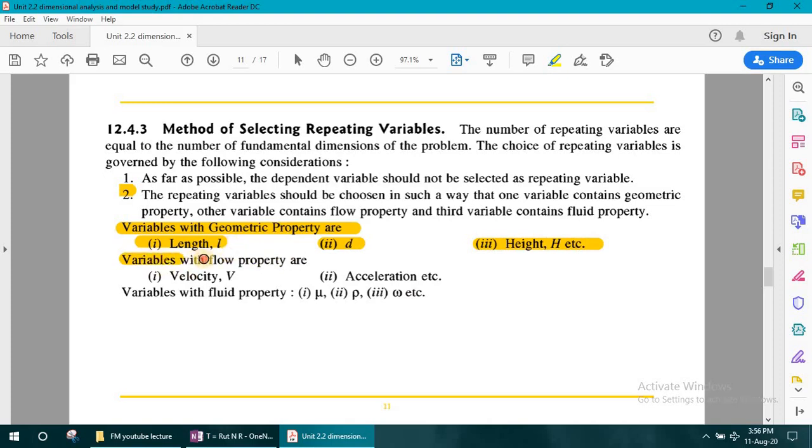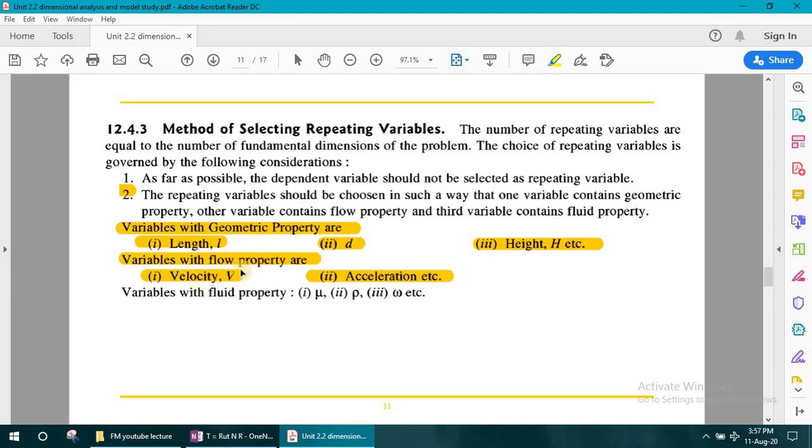The second variable should be a flow property. First should be the geometric property, second should be the flow property. What is meant by flow property? It may be velocity, acceleration, angular velocity, or angular acceleration. Out of these, whatever is given, you have to select as the second one.